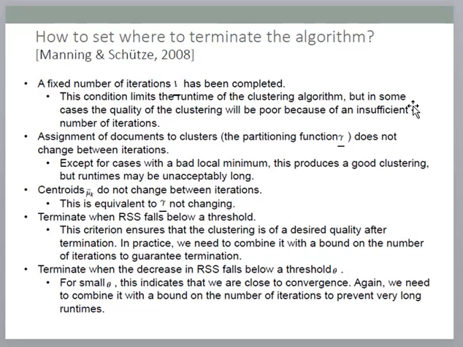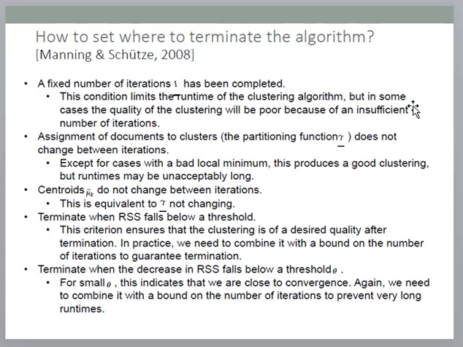Terminate when RSS falls below a threshold, right? So this is another criteria in which we can set a threshold, and we are basically looking for the squared sum. If the value of RSS falls below a specific threshold which we have already set, then in that case we can stop our algorithm. This criteria ensures that the clustering is of a desired quality, right? Why will it be of the desired quality? Because we ourselves are setting the value of the threshold, so we know that now it's below that threshold, and that's why we have our desired quality.